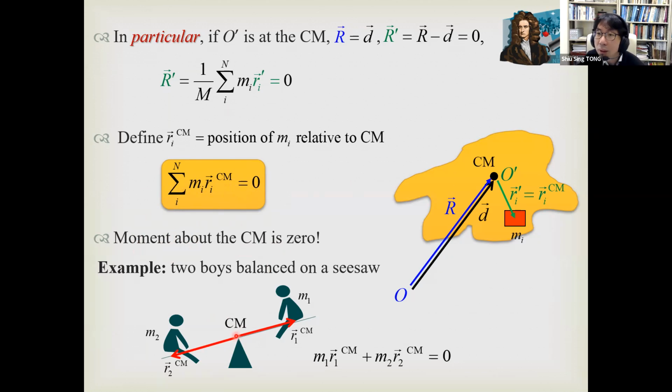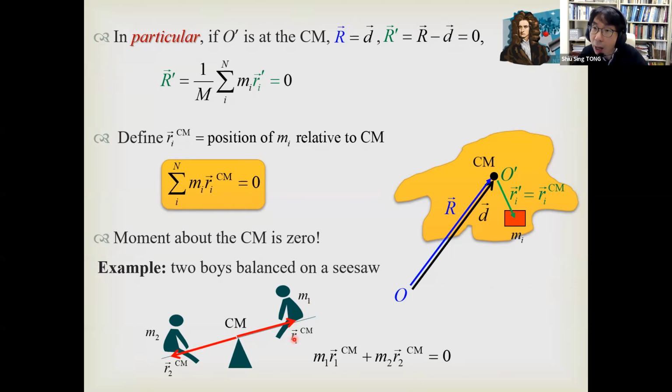For example, if you have two boys of different masses, the first boy has a mass m1, the second boy has a mass m2, and they try to balance themselves on a seesaw. How would they do it? Well, the answer is simple. They sit at different distances from the center of mass position, which is the pivot of the seesaw. Of course, in order to balance themselves on the seesaw, the center of mass position must be at the pivot.